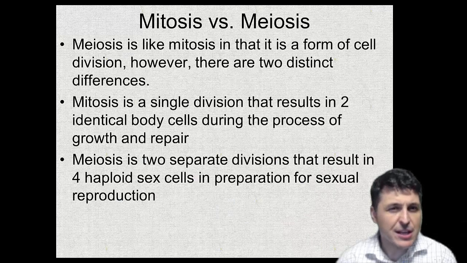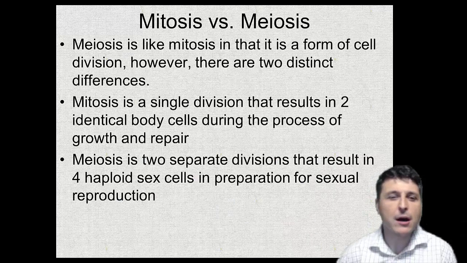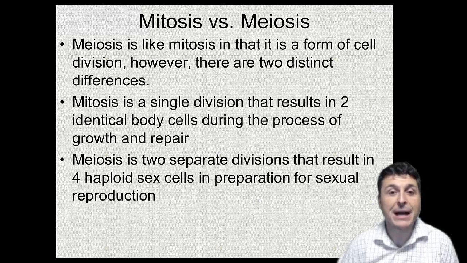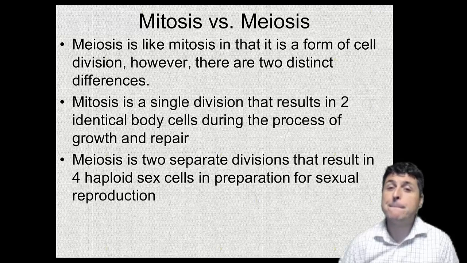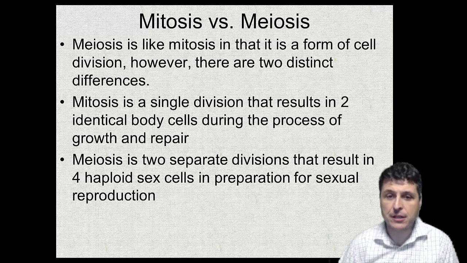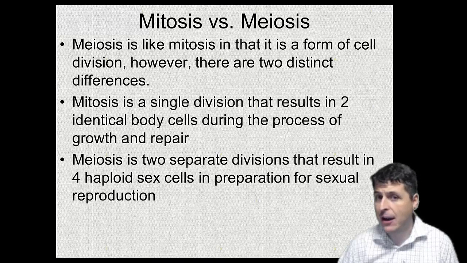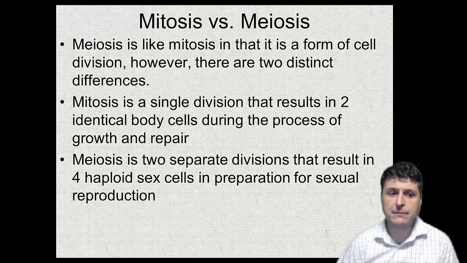Now, meiosis is very similar in a way to a previous process that we talked about, mitosis, in that they're both forms of cell division. However, there are two distinct differences. Mitosis is a single division that results in two identical body cells during the process of growth and repair, whereas meiosis is two separate divisions that will result in four haploid sex cells that are prepared for sexual reproduction.